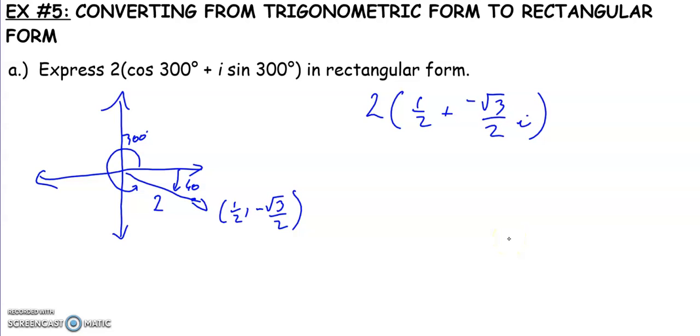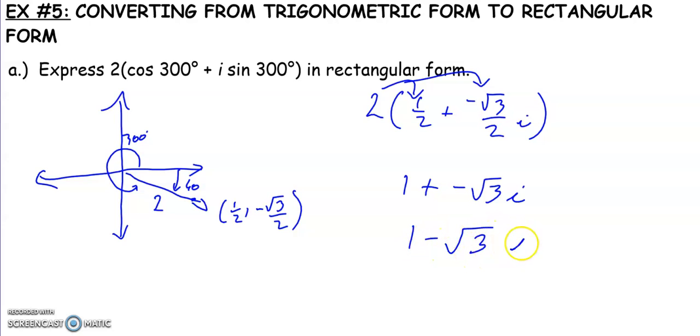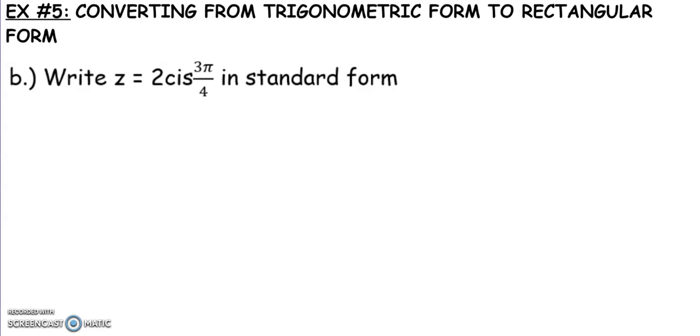And now let's go ahead and distribute with the 2. So 2 times 1/2 is 1, plus 2 times negative radical 3 over 2 i is negative radical 3 i. Well, we don't normally write plus a negative. We're just going to say 1 minus radical 3 i. Some people like to put the i in front. That way you don't think that the i is still under the radical. Makes it look just a little bit nicer. Boom. And when we get together in class, let's do B in class together.